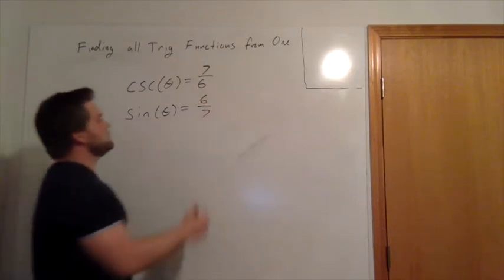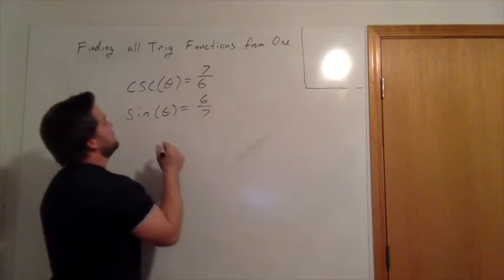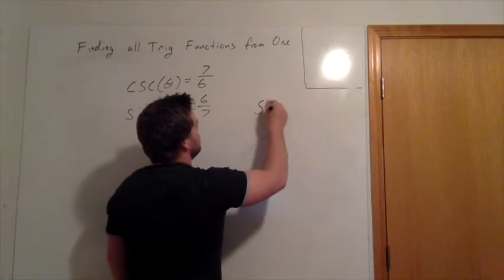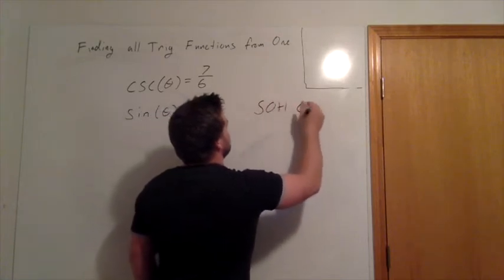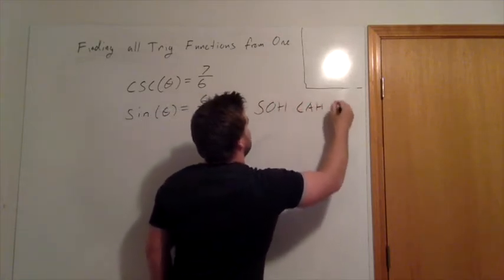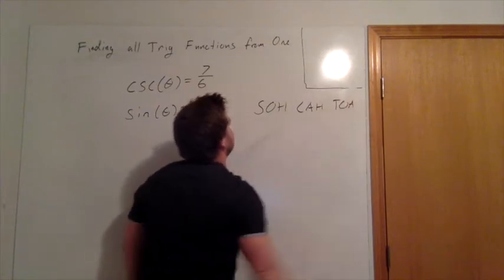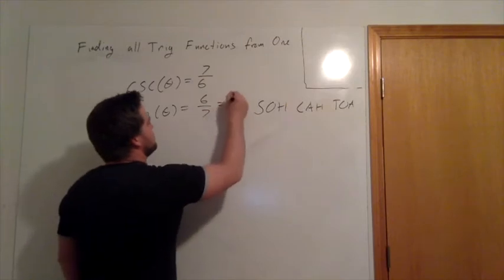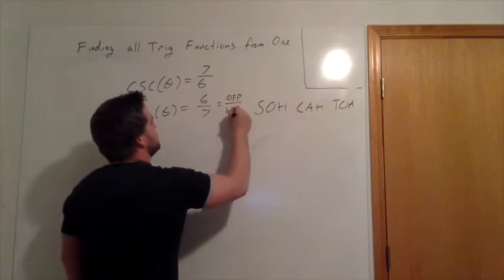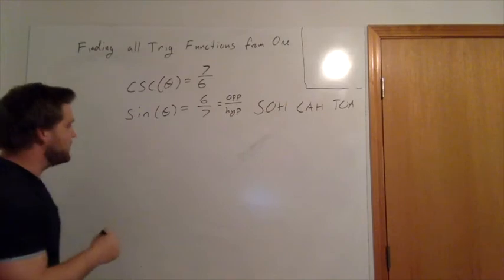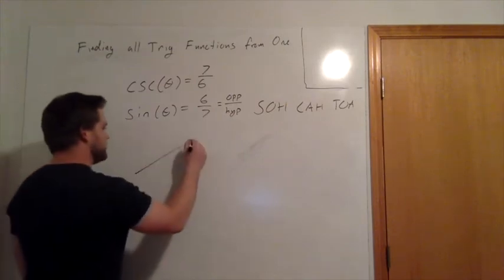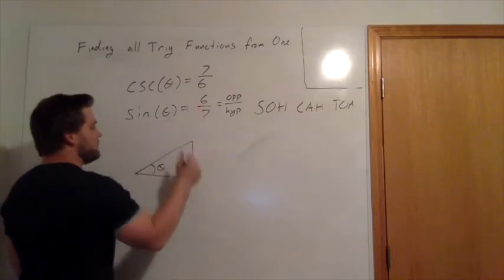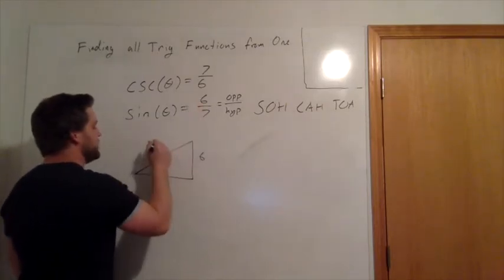So I guess I've already found one of the 5 I need to find. What I'll remember here is SOH CAH TOA. Since sine is opposite over hypotenuse, I can go ahead and draw a triangle. If I draw a triangle here, this will be theta. I know its opposite side is 6, and I know its hypotenuse is 7.